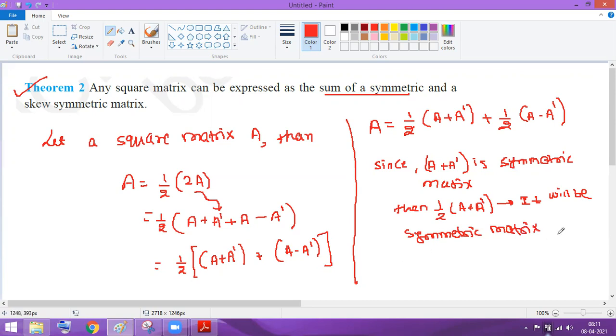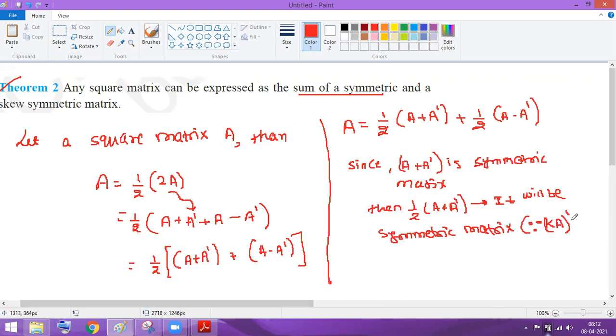Okay, why? What is the reason behind it? If you want to prove this, now I can prove even K A dash equal to K times A dash. So there will be no influence of the constant term. If you want the proof of this, you can ask me later also, how we get this. If A plus A dash is a symmetric matrix, it means that half of A plus A dash, or any constant K times A plus A dash, will be the what? The same matrix.